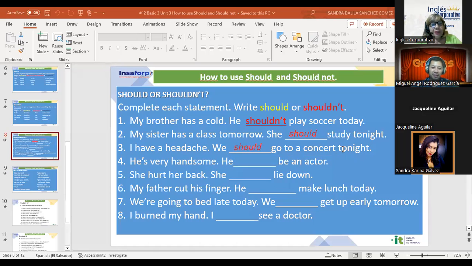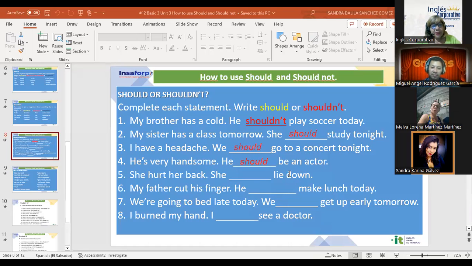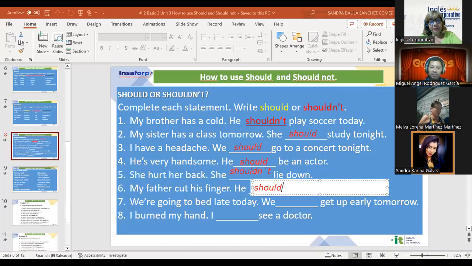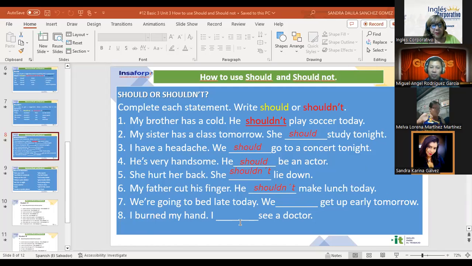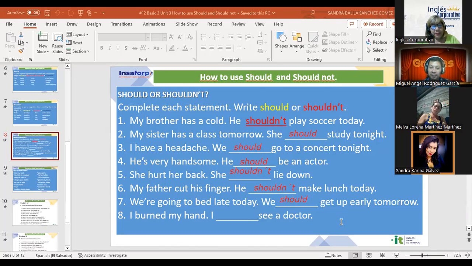Should. Number four. He's very handsome. Shouldn't. Should. He should be an actor. Number five. She hurt her back. She? Shouldn't. Six. My father cut his finger. He shouldn't. We are going to bed late today. We should. I burned my hand. I should.